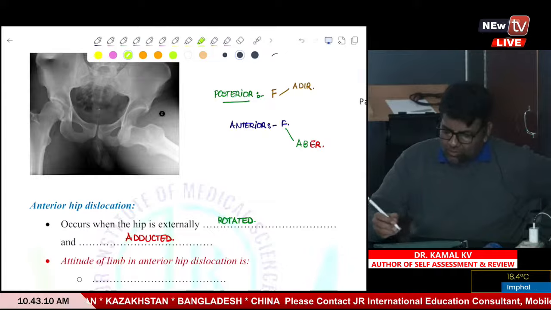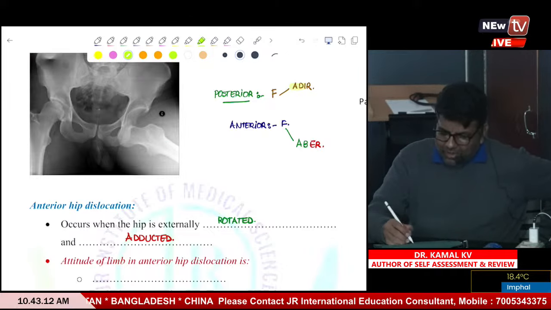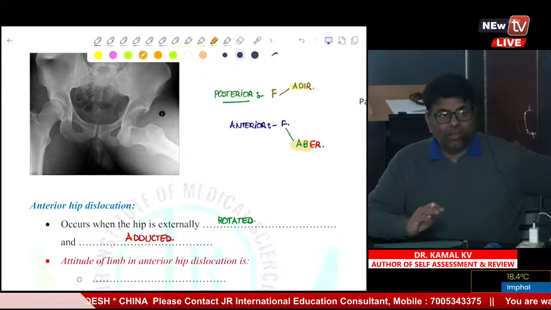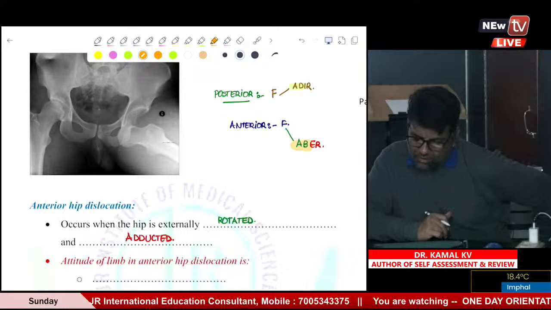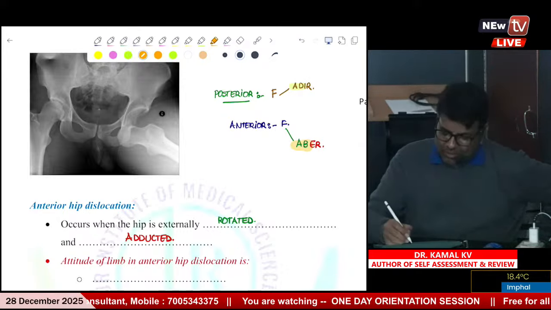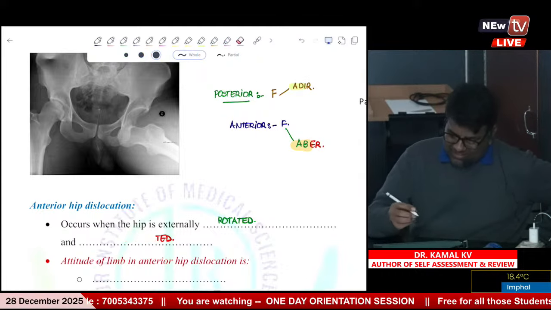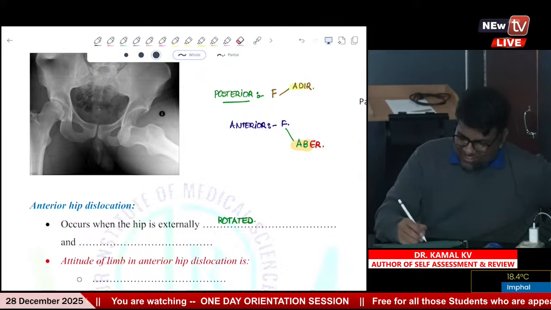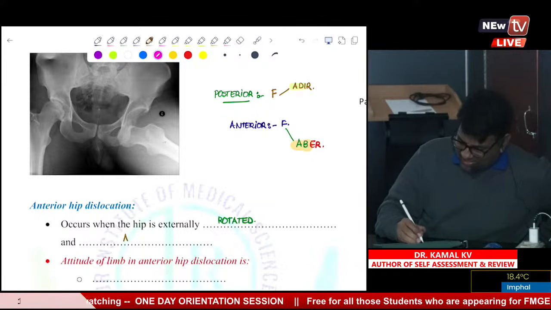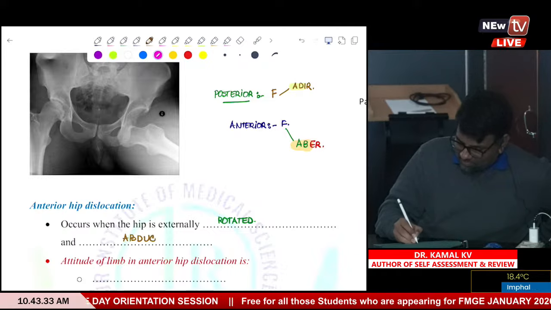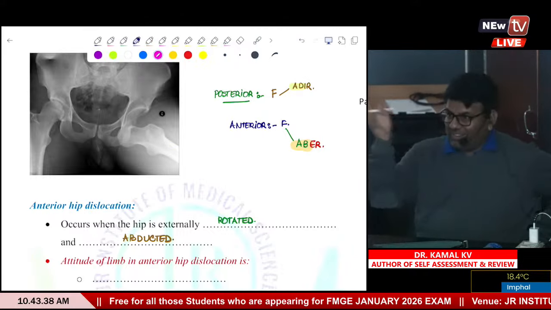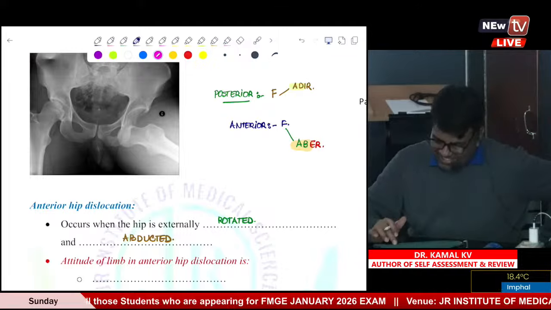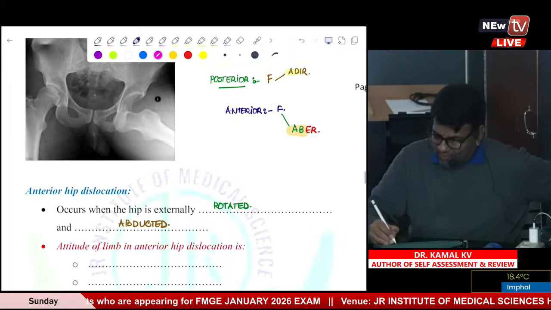Now these clues are very important, because if you can remember this much... I'm sorry, this is abducted. So this is FABER.